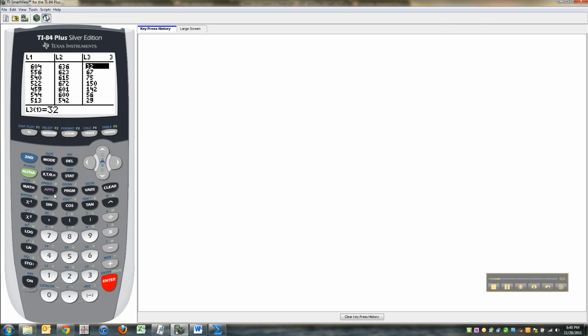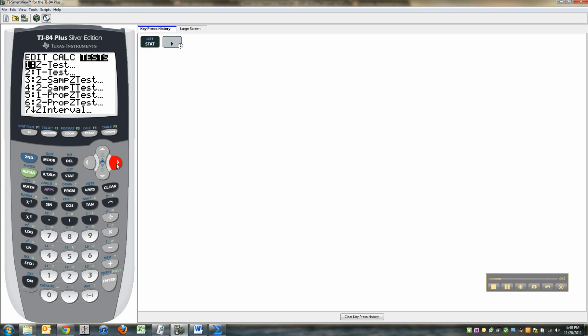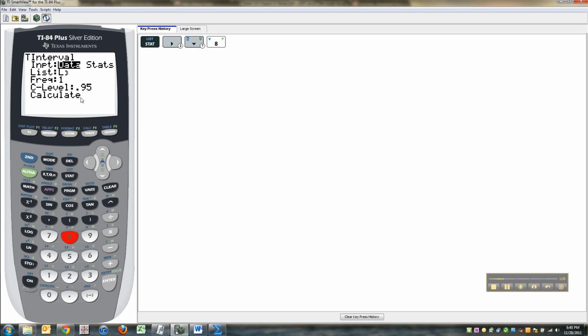Let me clear my key history here. So I go to Stat, go to Tests, and you want to choose number 8. Let me go down so you can see it. There it is, T interval. So I choose that. You can just press 8 as well. All right, now we have data for this one, and our data is in L3. If you had data in L1, you'd pick L1 or whatever. And then let me remember, is it 95? Yep, it's 95, so 0.95 for my confidence level. And I go down to calculate, and I press enter.